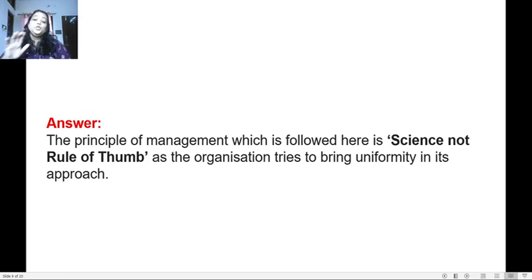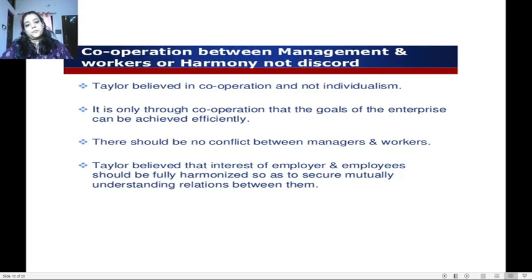That means I can bring uniformity in the organization, but how? When I analyze the work, when I observe the work, the best way of doing a particular work will be applied in overall management, right? So in this case study, ABCDEF is following science and not rule of thumb, right? Not a particular stipulated way, but the best way of doing the particular work. Uniformity in the organization. What is the second principle?